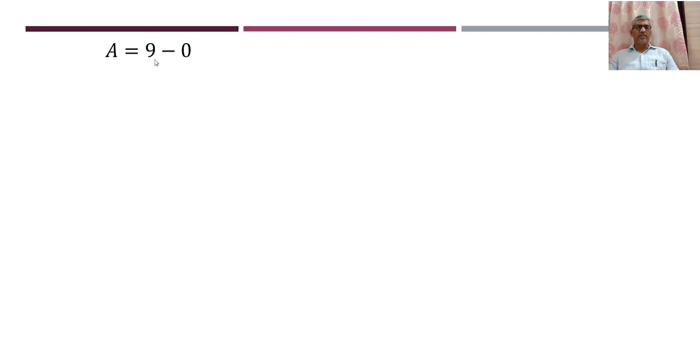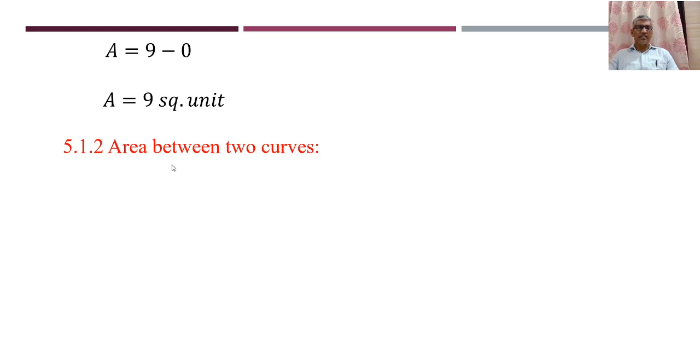See here, the upper limit is 3 and the lower limit is 0. Therefore 3 cube by 3 minus 0 cube by 3: 3 cube by 3 is 9 and 0 is 0. Therefore A equal to 9 square units. This is how we find the area under the curve.